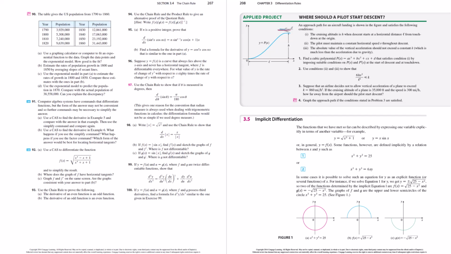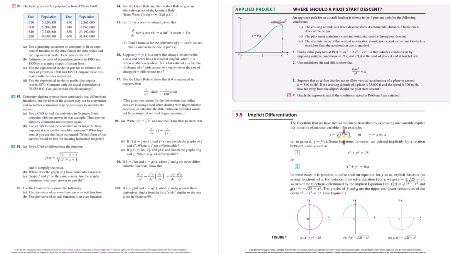Okay, we're continuing in chapter 3. We're building our tools that allow us to find derivatives quickly and easily. In this section, we're going to learn another tool, implicit differentiation. And we're also going to use implicit differentiation to find rules for inverse trigonometric functions.